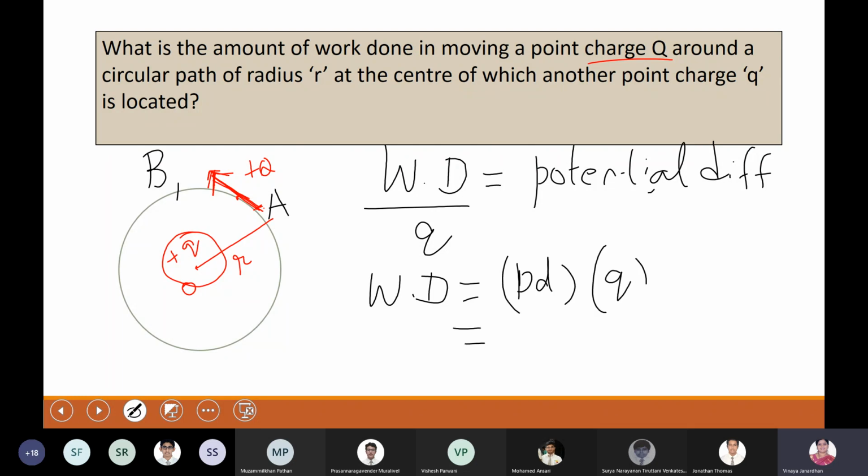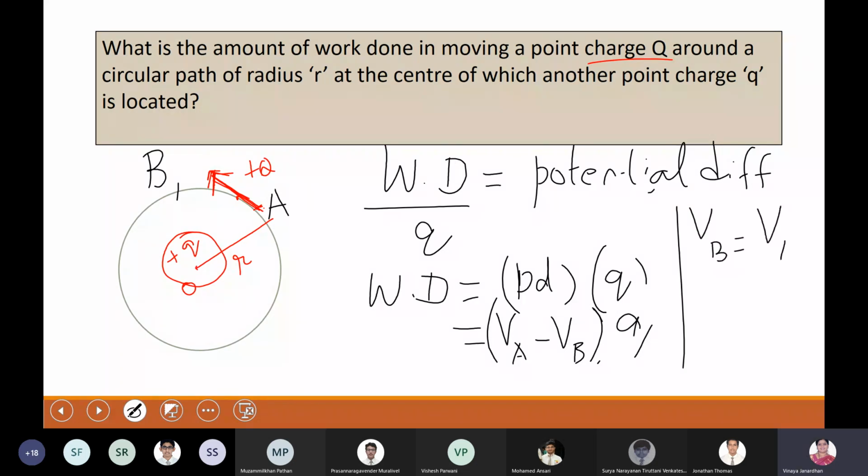So here, what is the potential difference? I can write, it can be VA minus VB into Q. Is this not an equipotential surface? Point A and point B are lying on an equipotential surface. So VA and VB are the same, VB is equal to VA. So then what is the work done? Work done will be equal to 0.